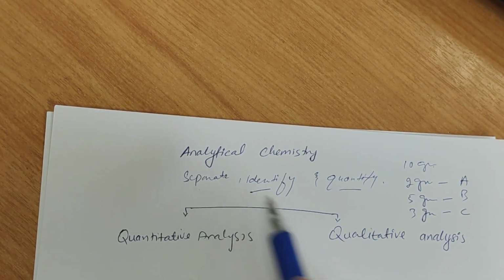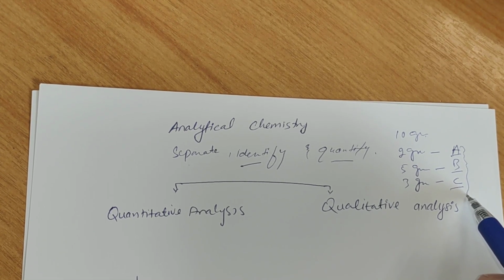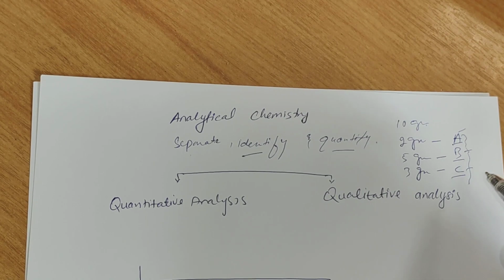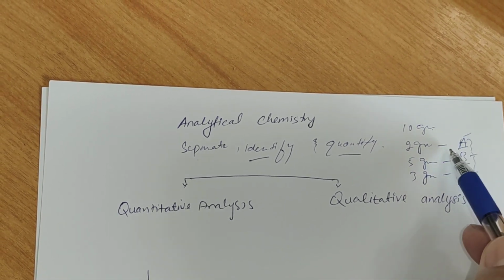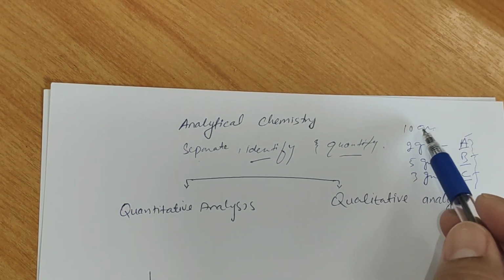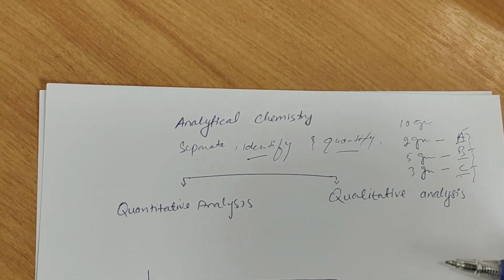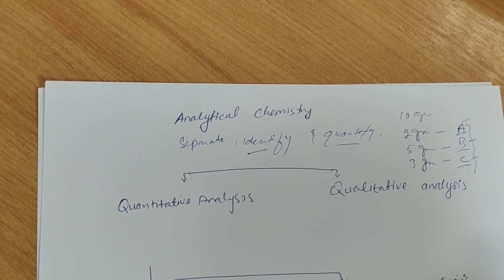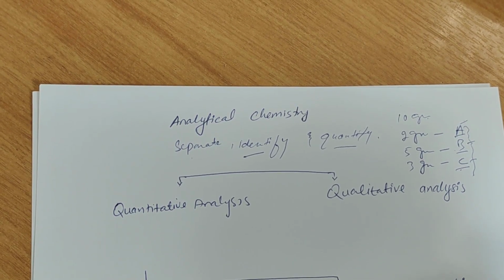So separation is basically to separate each and every component individually and then to identify. So in this mixture we have three components A, B, C. This is identification. And then the quantification, that quantity means, as the name indicates, the quantity of component A is 2 gram and B has 5 gram and C is 3 gram, making a total of 10 gram of the mixture. So this is basically analytical chemistry. Analytical chemistry, as the name also explains, is analysis, to analyze something. So to analyze something means to identify and to separate and to quantify each and every component. This is analytical chemistry.